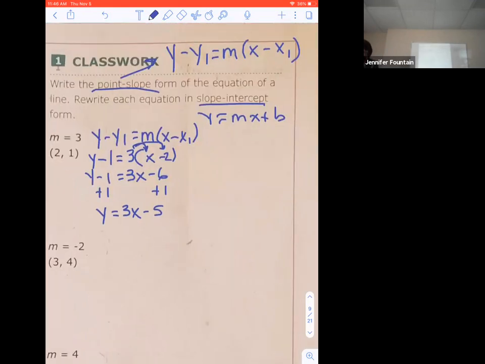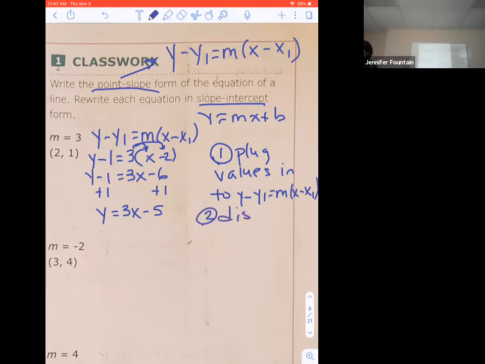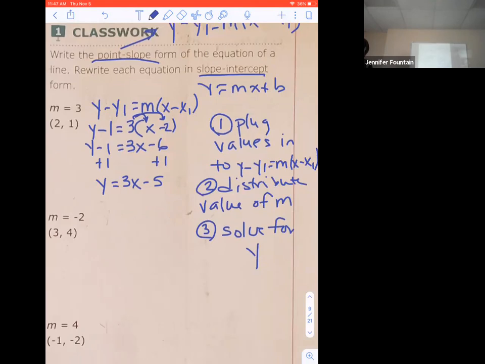So out to the side, I'm going to write: 1, plug values in to y minus y1 equals m times x minus x1. That's my first step. Step 2, distribute the value of m. Step 3, solve for y. So the first thing I did is I plugged in my values, then I distributed, and I solved for y.